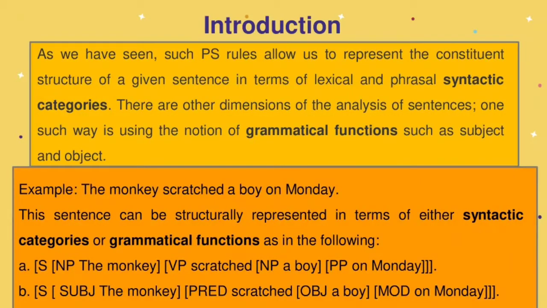Dalam syntactic categories, the monkey sebagai NP, scratched sebagai VP, a boy sebagai NP, on Monday sebagai PP. Sedangkan dalam grammatical function, the monkey sebagai subject, scratched sebagai predikat, a boy sebagai object, and on Monday sebagai modifier.